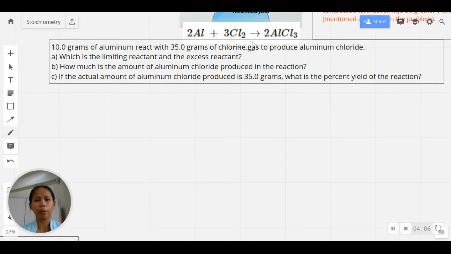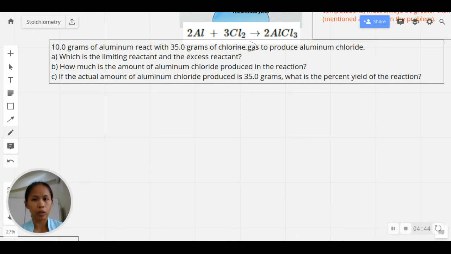You're being asked for the amount of aluminum chloride produced in the reaction. That means you have to get the theoretical yield. But you would expect that in letter A, you'll have two amounts of aluminum chloride, and the one that produces the lesser amount will be the amount that we will put in letter B. So in letter A's computation, when we identify LR and ER, we will go directly from the masses given to the mass of aluminum chloride.